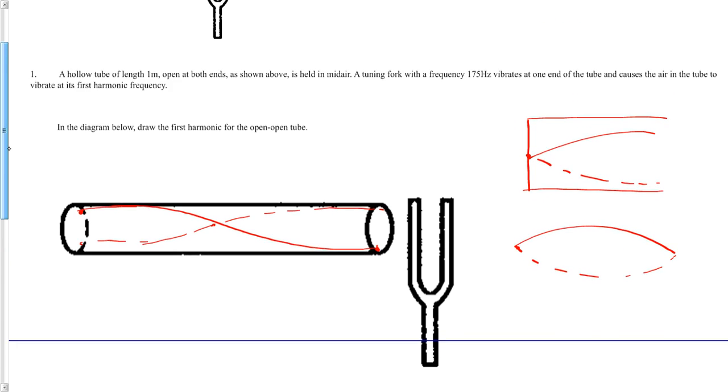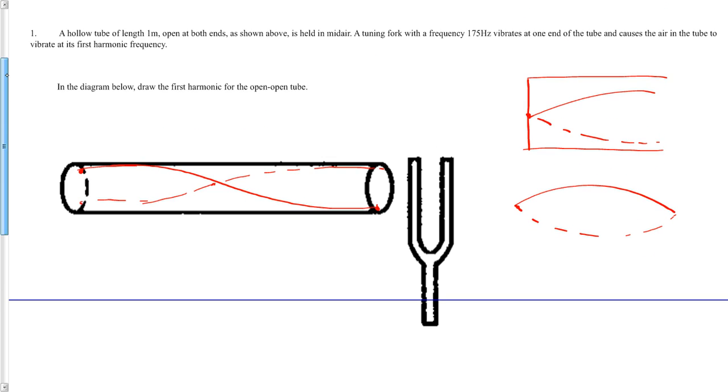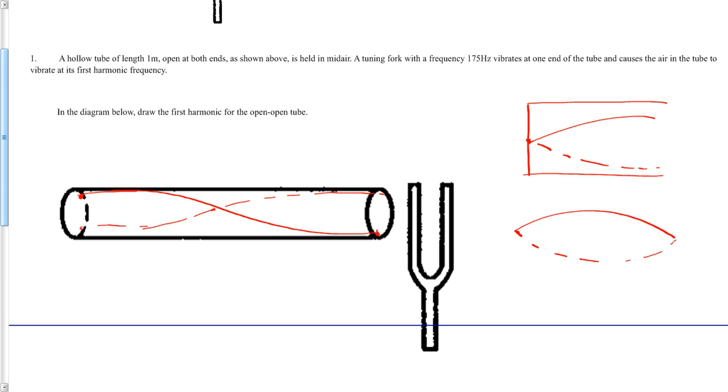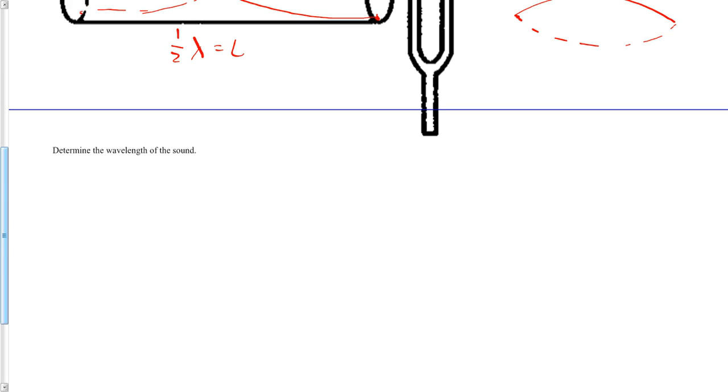Now what's the wavelength of the sound? Well, we have a hollow tube of length 1 meter. How much of a wave does that first harmonic represent? We have half of a wavelength in that tube, L. So the wavelength of the sound, I have half of a wavelength in that 1 meter tube. So the wavelength is 2 meters.